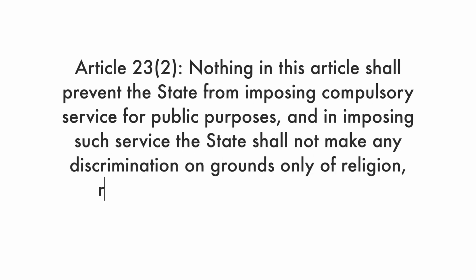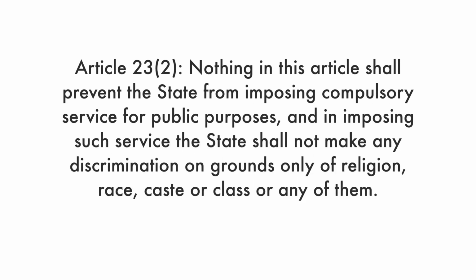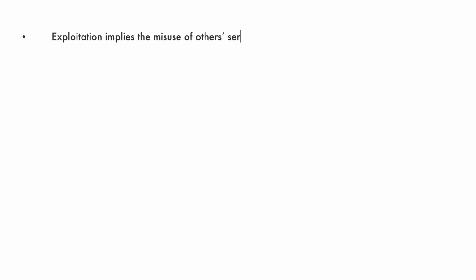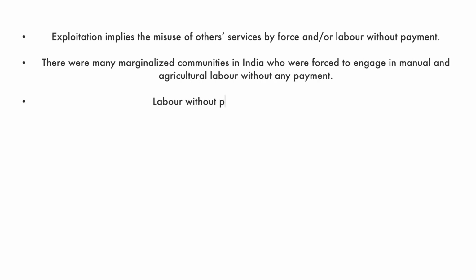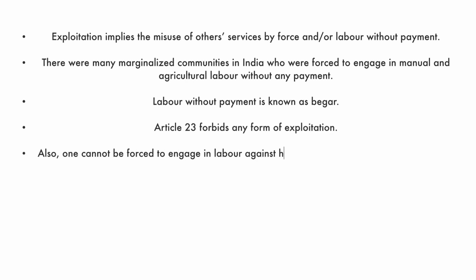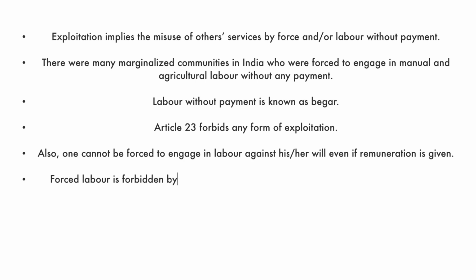Article 23, Subclause 2. Nothing in this article shall prevent the state from imposing compulsory service for public purposes, and in imposing such service, the state shall not make any discrimination on grounds only of religion, race, caste, or class, or any of them. Now, exploitation implies the misuse of other services by force or by labor without payment. So, किसी से काम करवा लिया उसको उसके पैसे नहीं दिए, that is also exploitation. There were many marginalized communities in India who were forced to engage in manual and agricultural labor without any payment. Labor without payment is known as begar.